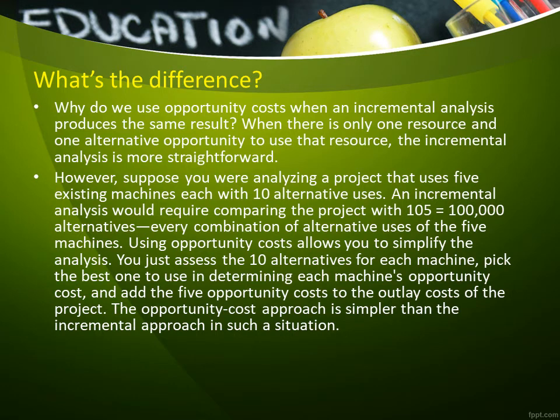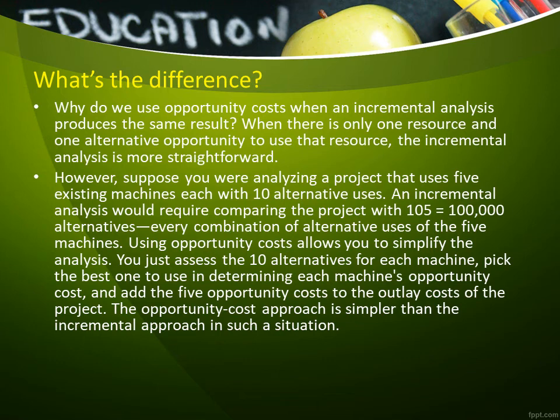What's the difference? Why do we use opportunity costs when an incremental analysis produces the same result? When there is only one resource and one alternative opportunity to use that resource, the incremental analysis is more straightforward. However, suppose you were analyzing a project that uses 5 existing machines, each with 10 alternative uses. An incremental analysis would require comparing the project with 10^5, that's equal to 100,000 alternatives, every combination of alternative uses of the 5 machines.